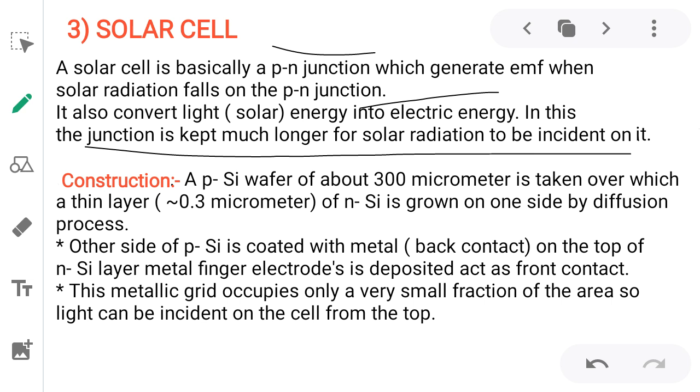Like a solar water heater, it has a long, wide gap. If we increase its length, then more radiation is incident, and we get more current here. It's the construction part.